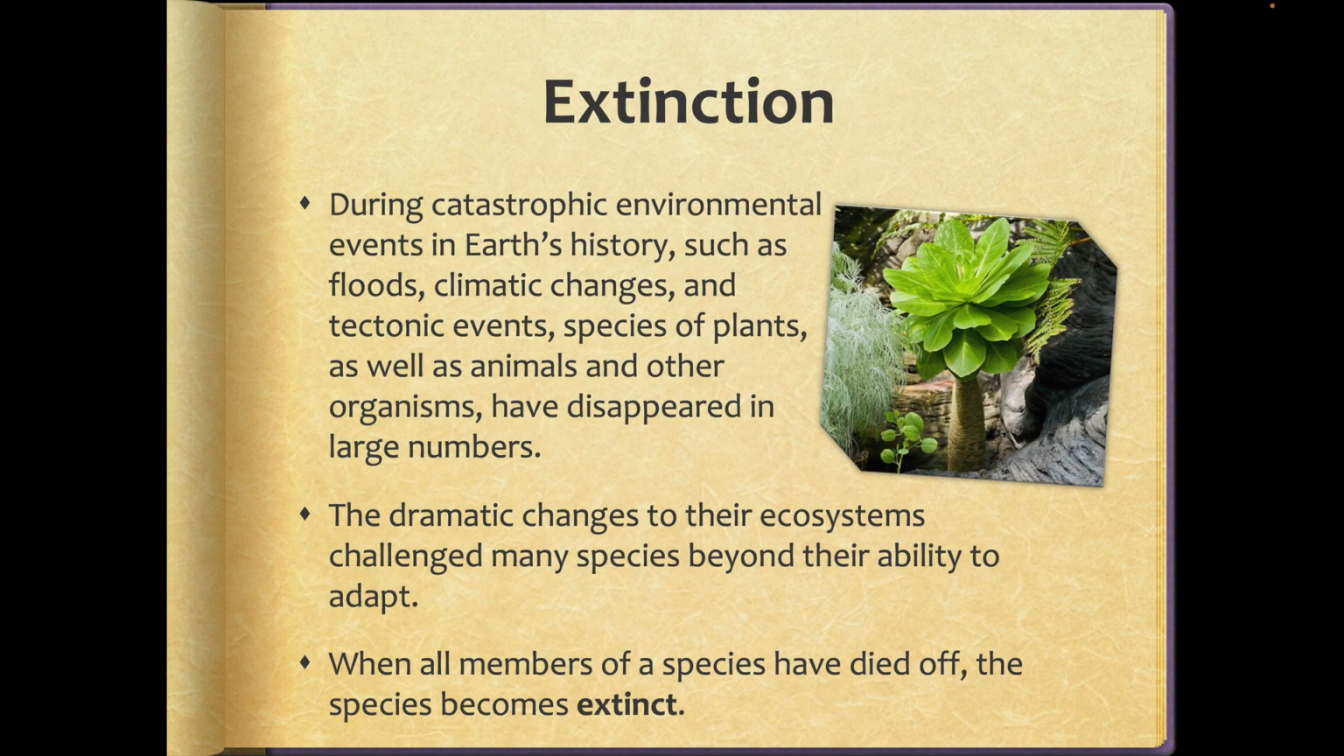During catastrophic environmental events in Earth's history, such as floods, climate changes, and tectonic events, species of plants, as well as animals and other organisms, have disappeared in large numbers. The dramatic changes to their ecosystems challenge many species beyond their ability to adapt. When all members of a species have died off, the species will become extinct. Generally, when we think of extinct, we think of animals, and very rarely do we actually think of plants becoming extinct.